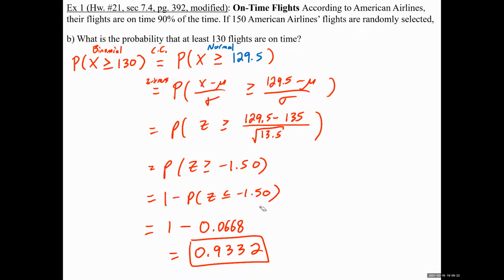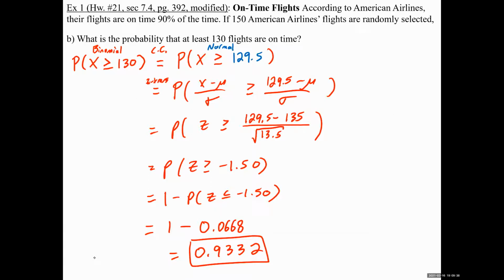All right. Now, this is not the right answer. It's an approximation. But this is the work you're going to do, and this is the answer you're going to give me. But how many terms is this? It says at least 130 flights are on time.